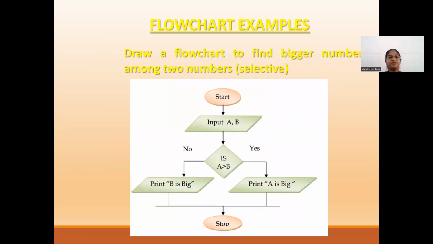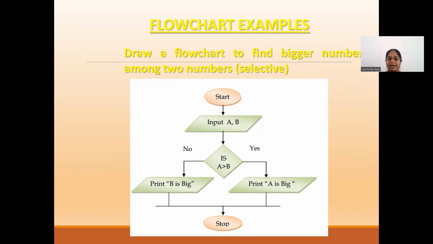The next is to find the bigger number among the two numbers. We will consider the numbers which are given as A and B. We will first check if A is greater than B. If it is yes, A is big. If it is not true, then it is considered as B is big. Once the comparison is over, we will be stopping.